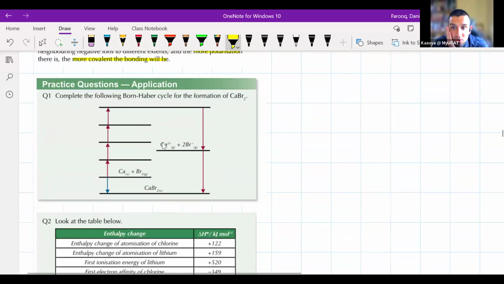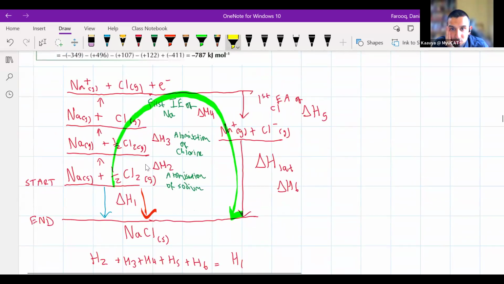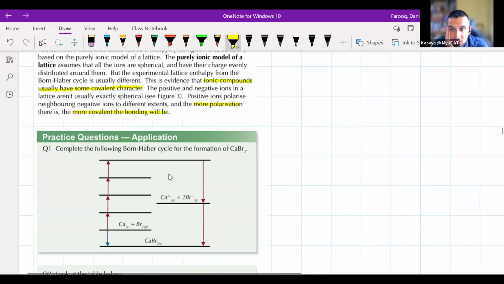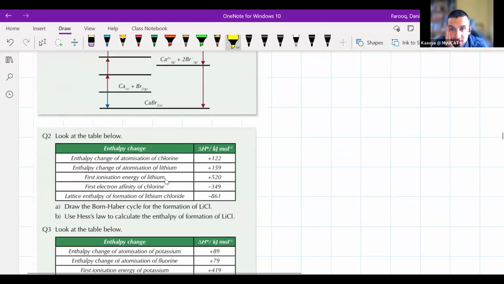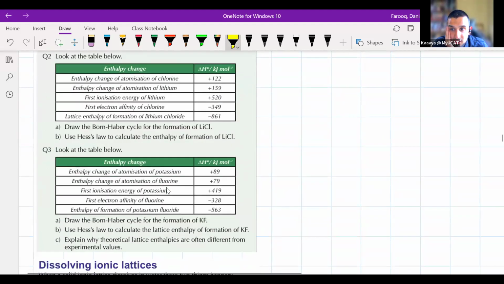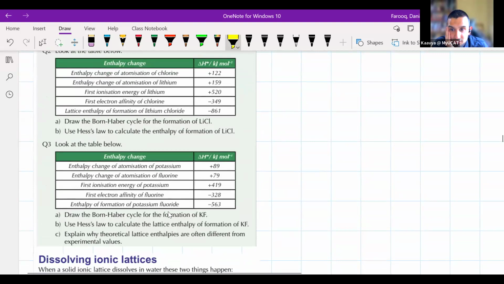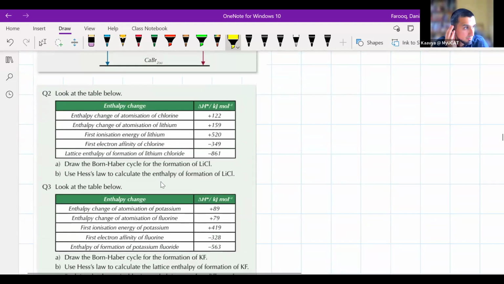So yeah, you could try this question as well, but it's pretty much the same thing that we did here with the Born-Haber cycle. And this is this one here, and it's pretty much the same, these types of questions, yeah?